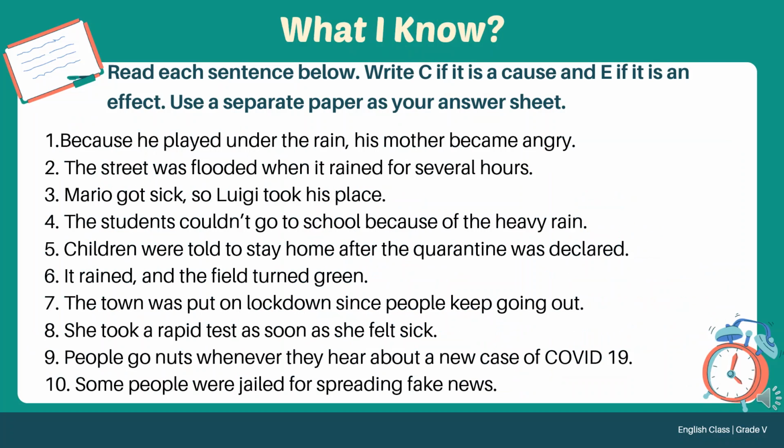If you turn your module on page 1, you can find the What I Know part. This part of the activity is designed to check what you already know about the lesson. So let's find out. Read each sentence below. Write C if it is a cause and E if it is an effect. Use a separate paper as your answer sheet.